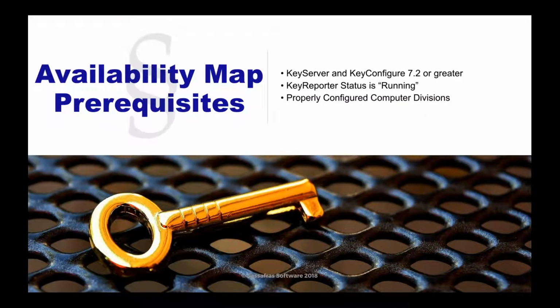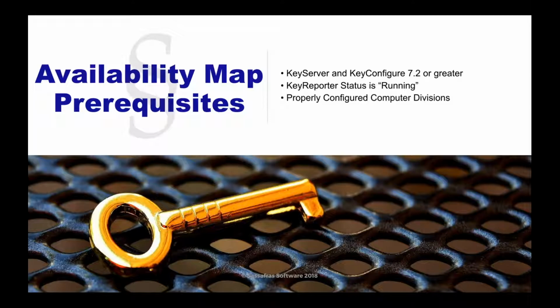The first thing you'll need to make sure of is that you're at least up to the 7.2 version of key server and key configure. Ideally, you'll want to be fully up to date because the newest version includes some useful enhancements and fixes a few minor bugs you could run into if you're running an older version. Heat maps, for example, weren't added until 7.4.